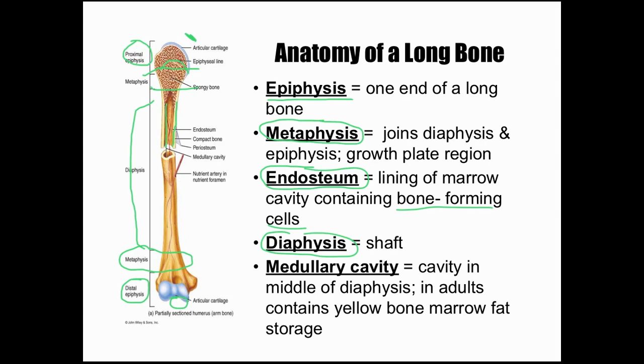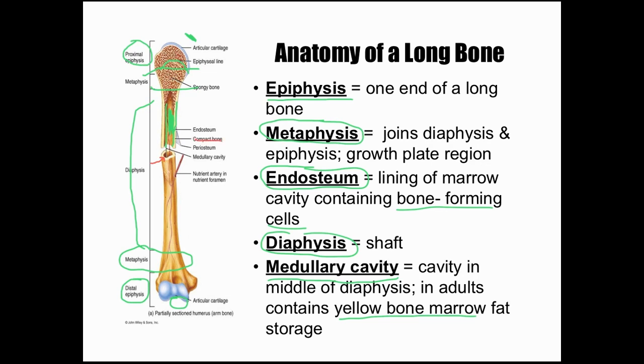And the last part is called the medullary cavity. Anytime you hear cavity, if you have a cavity in your teeth, that means you have a hole in one of your teeth. So this cavity inside here, that would be the medullary cavity. In adults, it contains yellow bone marrow, which is a fat storage. And you can also see here in the diaphysis, this bone right here is very solid and dense. That's called compact bone.